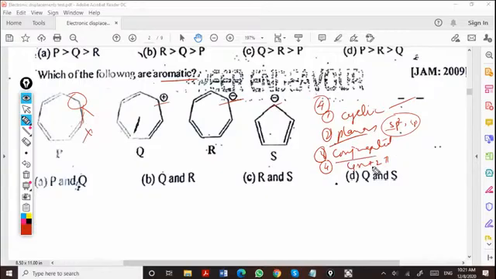4n plus 2 pi. This is one ring, so 4 into 1 plus 2, it is 6 pi that should be there. So this is 2 pi, 4 pi, 6 pi. It is aromatic. This is 2 pi, 4 pi, 6 pi, and this is 2 pi. So 8 pi. It is anti-aromatic. This is 2 pi, 4 pi, and 6 pi. This is aromatic. So Q and S are aromatic. It's a simple question.